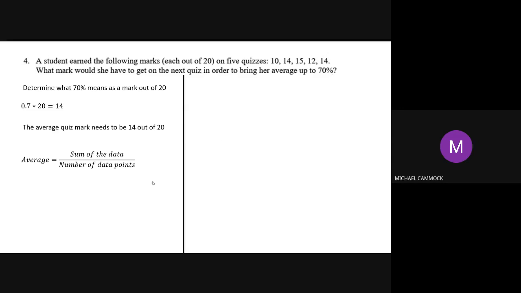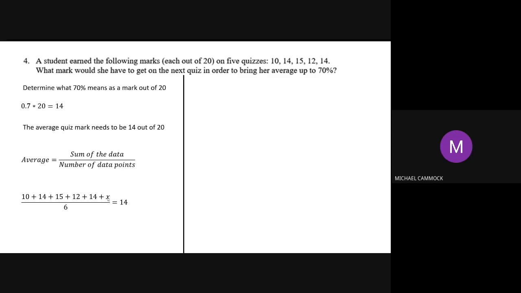So watch carefully now. I'm going to say that if I added the 10, the 14, the 15, the 12, and the 14, these are the numbers that she has so far, plus x, which is what we don't know yet, right?